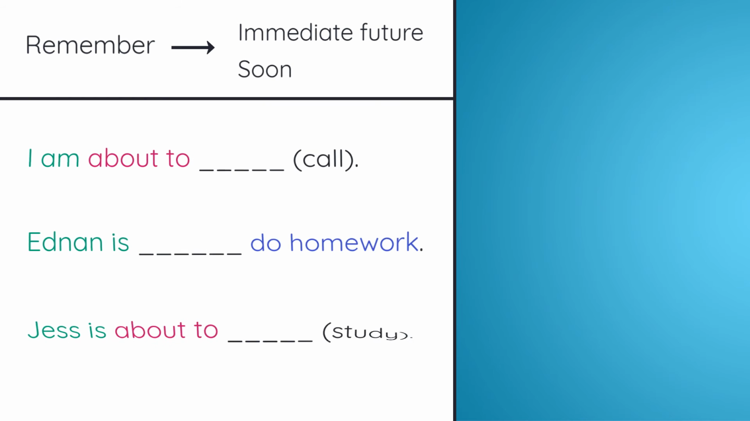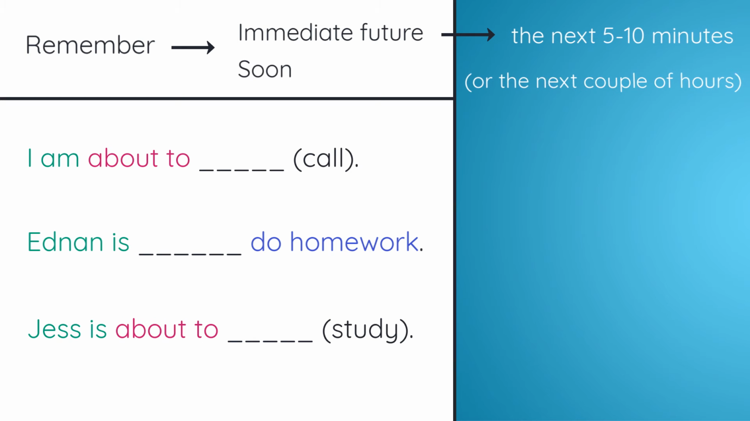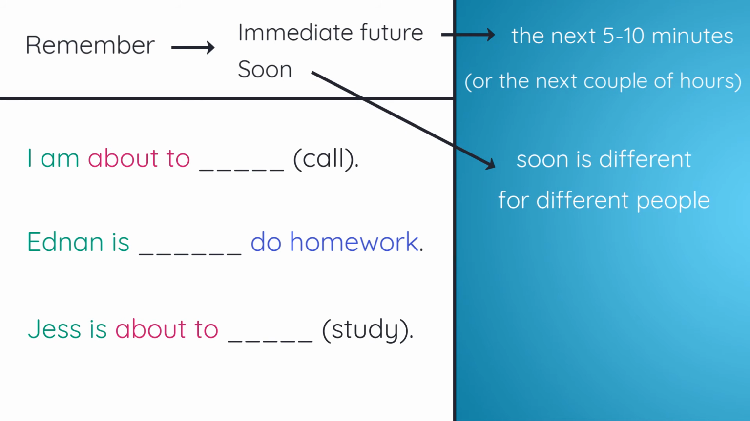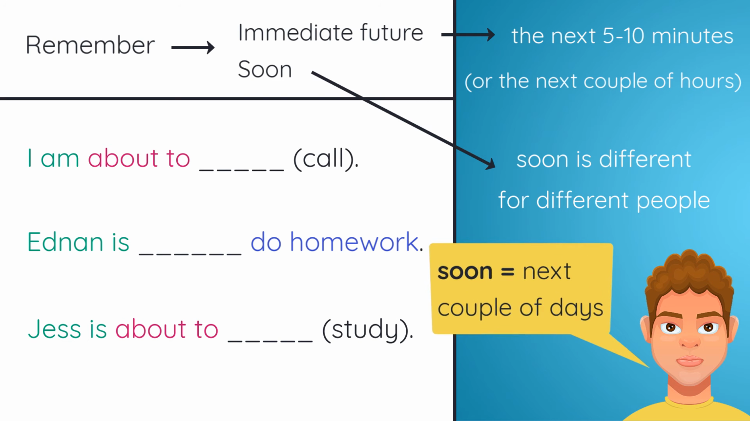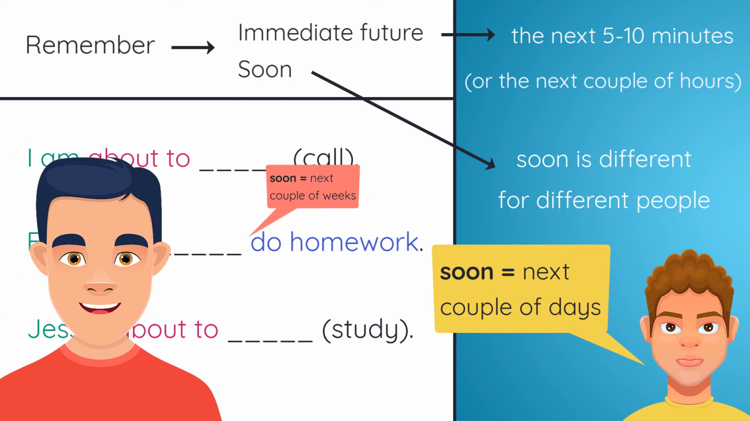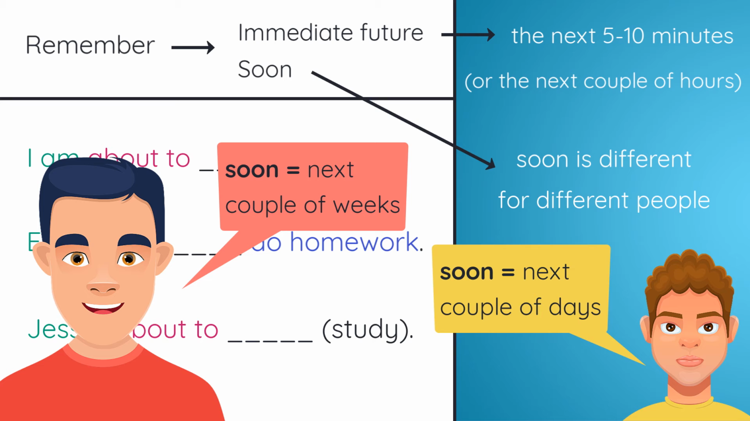Just to remember, when we are talking about about to, we are talking about the future, and usually we are talking about either the immediate future, meaning the next 5-10 minutes, or the next couple of hours, or we can also be talking about soon. Soon is different for different people. So I might be talking about in the next couple of days or in the next couple of weeks. But what I really mean is soon.